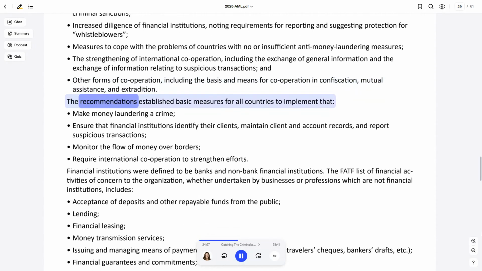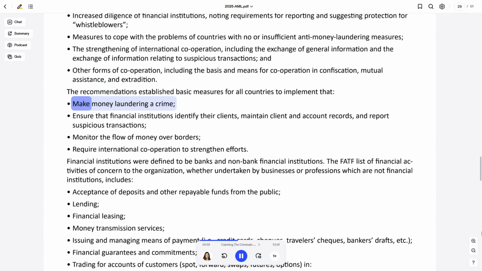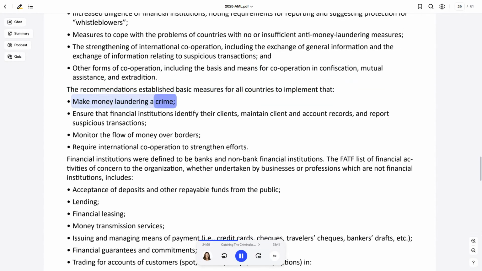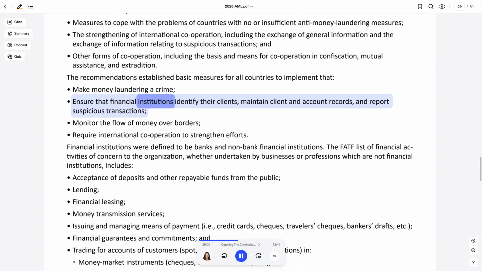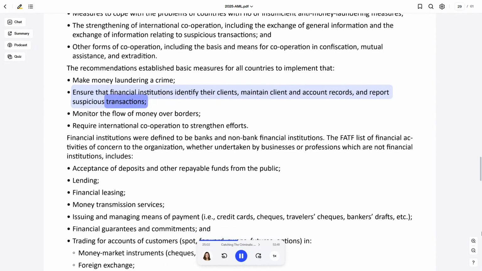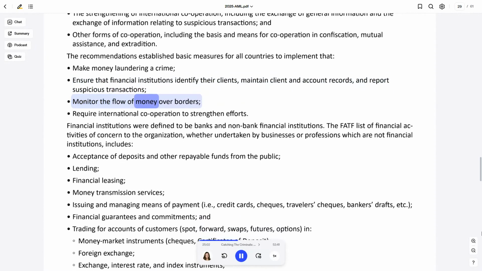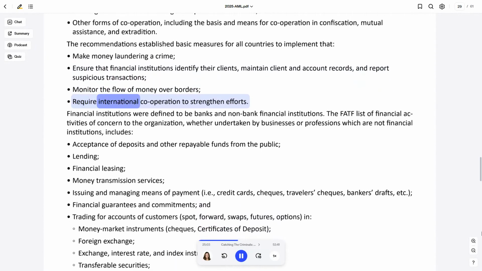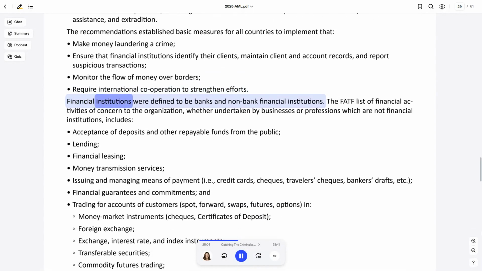The recommendations established basic measures for all countries to implement. Make money laundering a crime. Ensure that financial institutions identify their clients, maintain client and account records, and report suspicious transactions. Monitor the flow of money over borders. Require international cooperation to strengthen efforts. Financial institutions were defined to be banks and non-bank financial institutions.